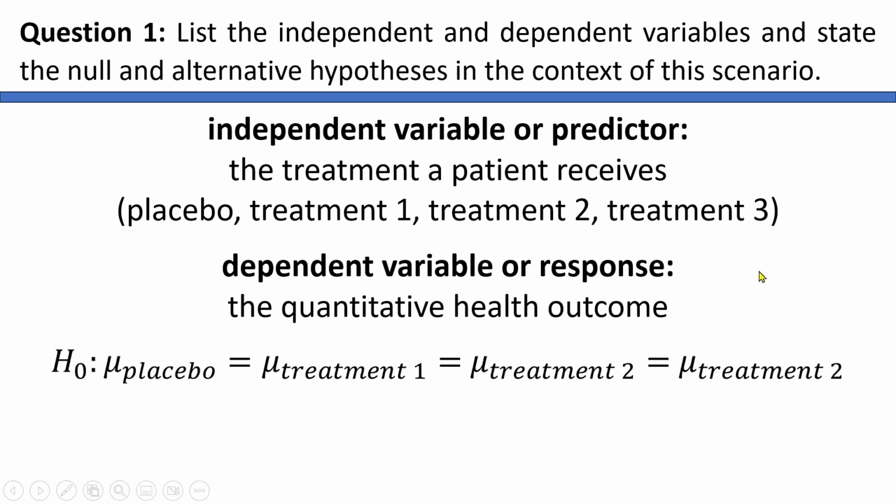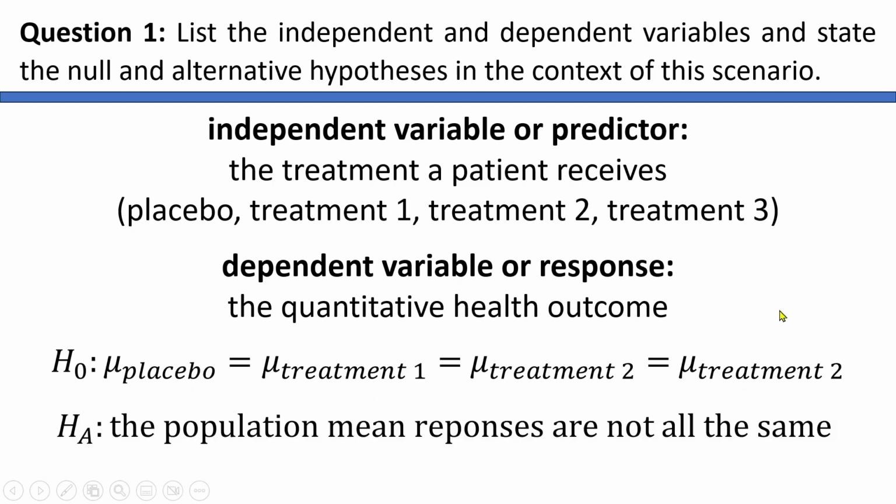The null hypothesis is that the population mean response for each of these 4 groups is the same, and the alternative naturally is the opposite. It's that the population mean responses are not all the same. Or you could say that at least one of the population mean responses is different.